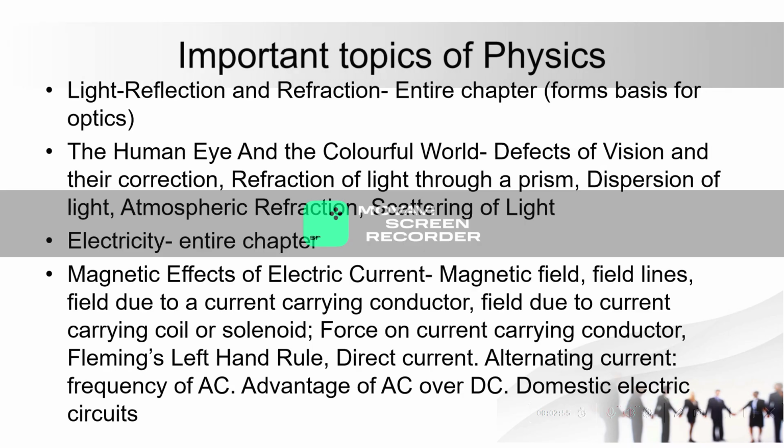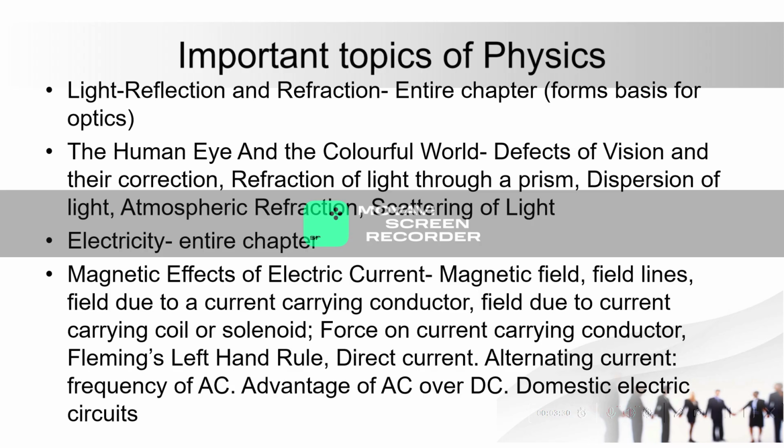When we talk about physics, light is a very important chapter, and the whole chapter is very important. In the human eye and the colourful world, you can see there are defects of vision like myopia, hypermetropia, presbyopia. All these questions can be asked. Then refraction through a glass prism, dispersion of light, atmospheric refraction, scattering of light. So you have to learn all the natural phenomena given in your book, like twinkling of stars, formation of rainbows, why the sky appears blue.